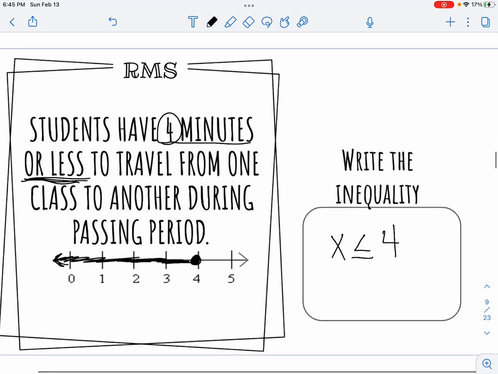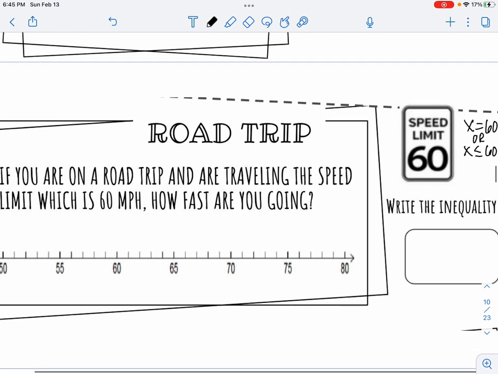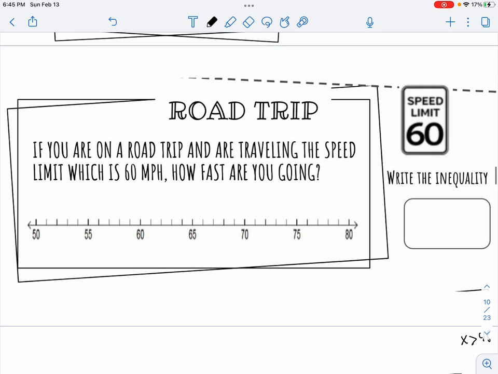Okay, so there we go. We have represented that inequality and graphed it on a number line. Okay, next scenario. Road trip. You are on a road trip and are traveling the speed limit, which is 60 miles per hour. How fast are you going?